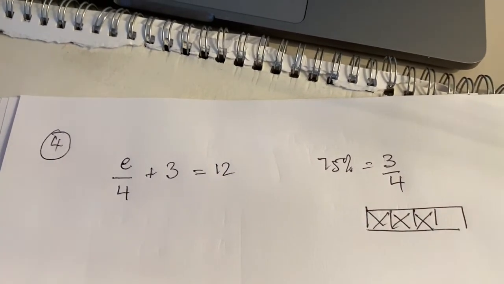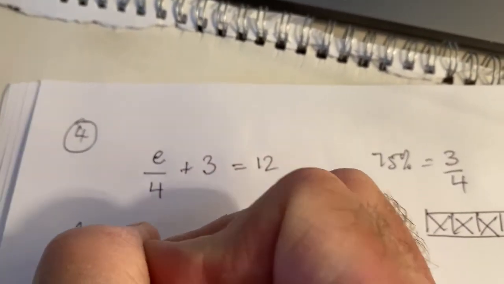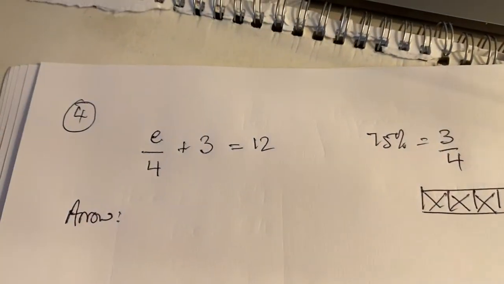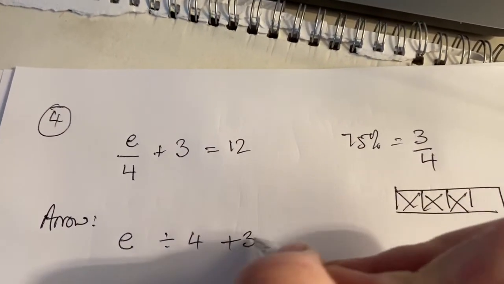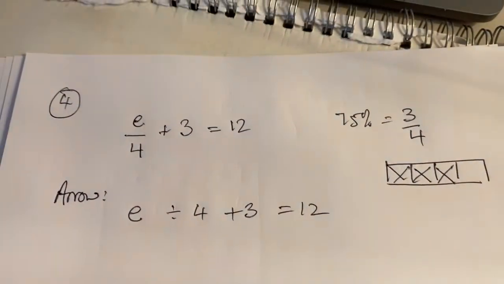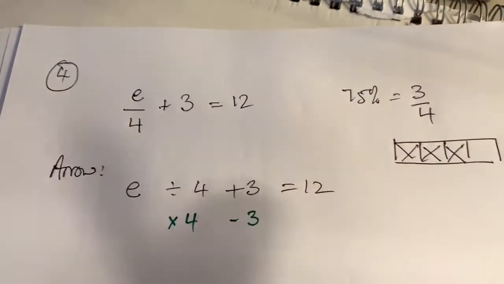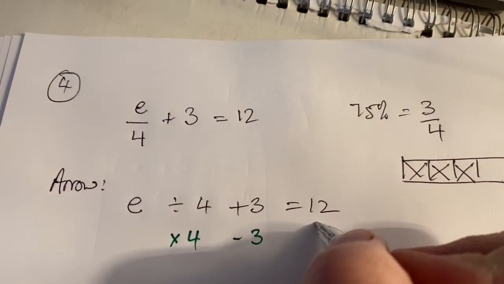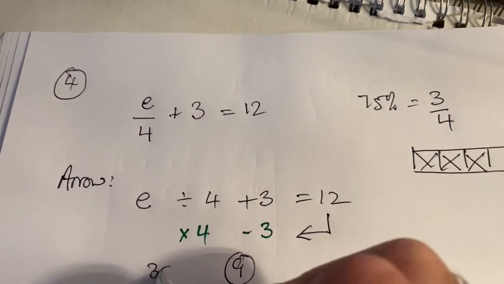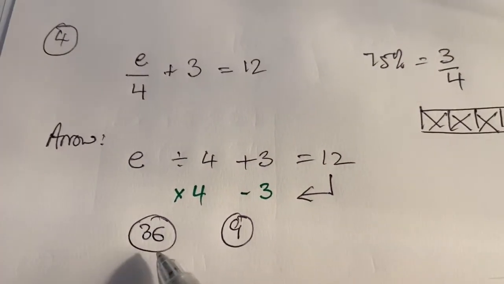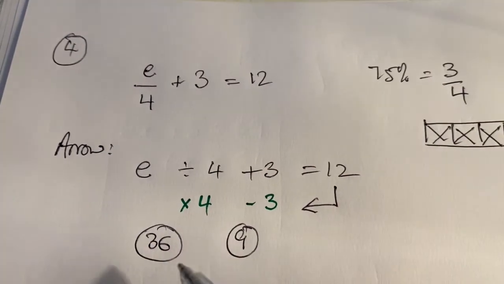So let's do this. I think most people are probably going to like the arrow method. Whenever I taught this in schools, the arrow method is what most people like. So let's start off. We have E divided by 4, add 3 equals 12. So now let's look at the opposite operations. Take away 3, times by 4. And let's try. So 12 take away 3 is 9. 9 times by 4, 36. Let's just check. 36 divided by 4 is 9, plus 3 is 12. Boom.